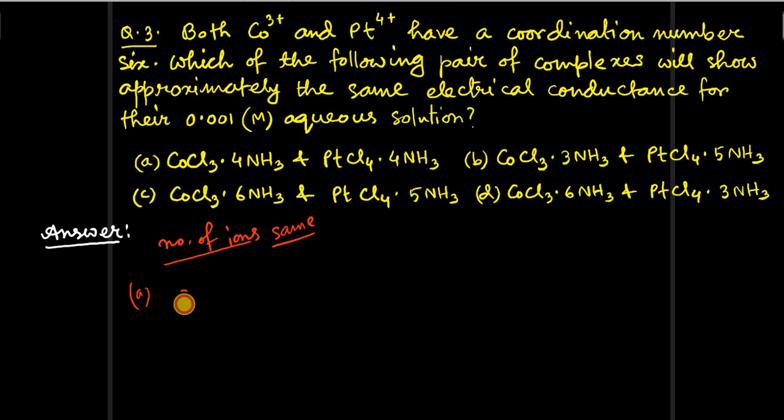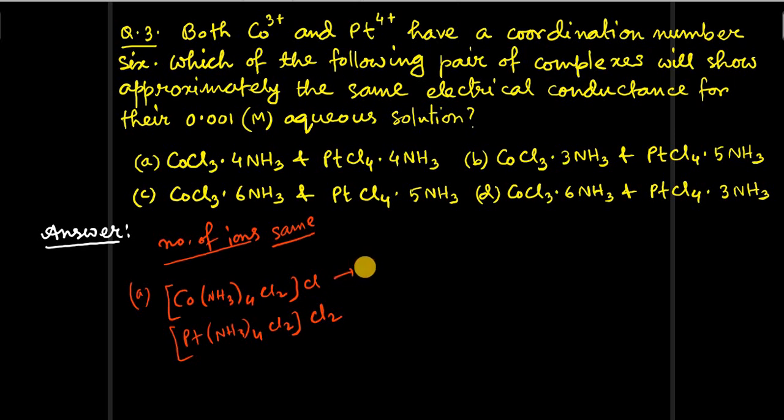So the first complex will be, since ammonia cannot become counter ion, [Co(NH3)4Cl2] and 1 Cl outside, and for the platinum complex it will be [Pt(NH3)4Cl2] since ammonia cannot become any counter ion, and outside 2 Cl. So you can see that here the number of ions for the first complex is 2, for the second complex it is 3. So option A cannot be the answer.